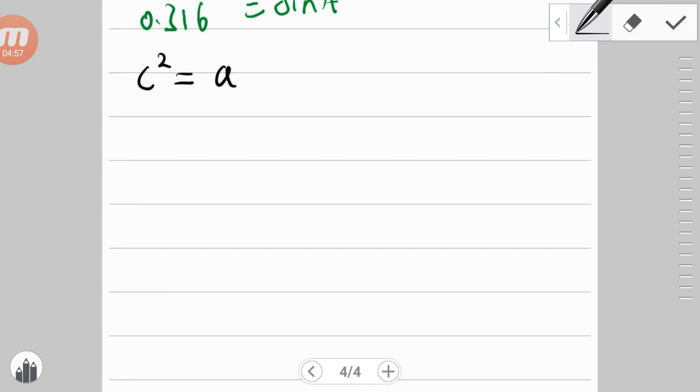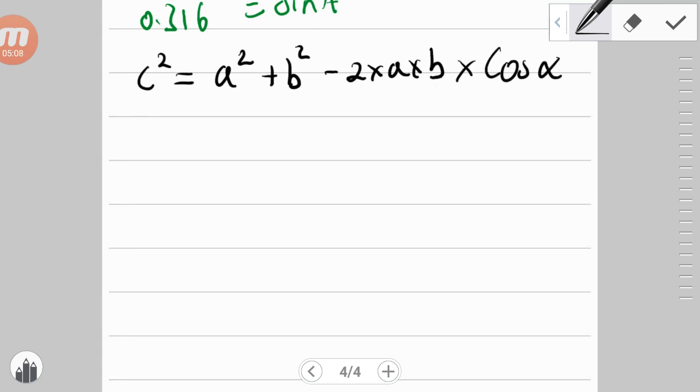So that's c squared is equal to a squared plus b squared minus 2 times A times B, or 2AB, multiplied also by the cosine of the angle, which in this case we're using alpha.